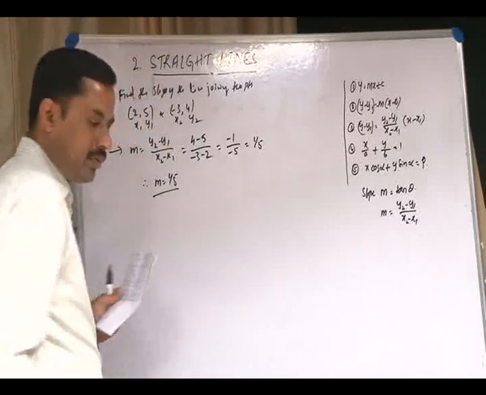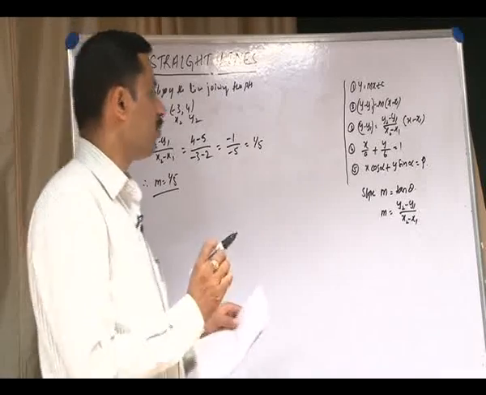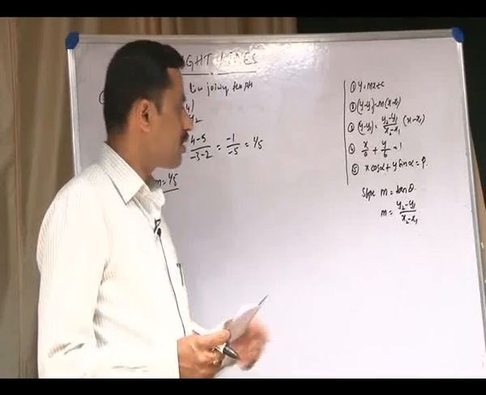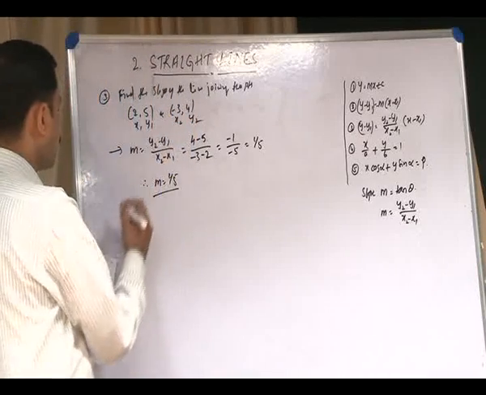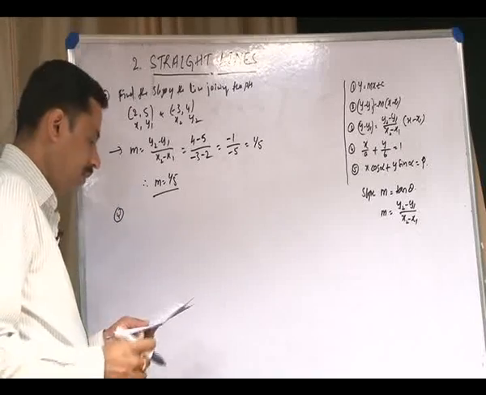So to calculate slope there are 2 formulas. One is slope m is equal to tan theta, and the other is slope m is equal to y2 minus y1 divided by x2 minus x1. Similarly, there is another type of problem.